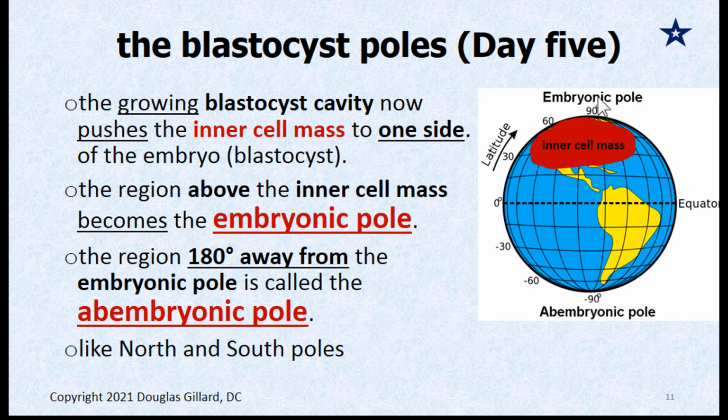Again, embryonic pole is up here. So the inner cell mass is stuck against the embryonic pole. That would be a question. Embryonic pole, abembryonic pole, the west pole, the east pole. I can put all sorts of crazy answers there, but it's the embryonic pole. And then the abembryonic pole is always 180 degrees away from the embryonic pole.